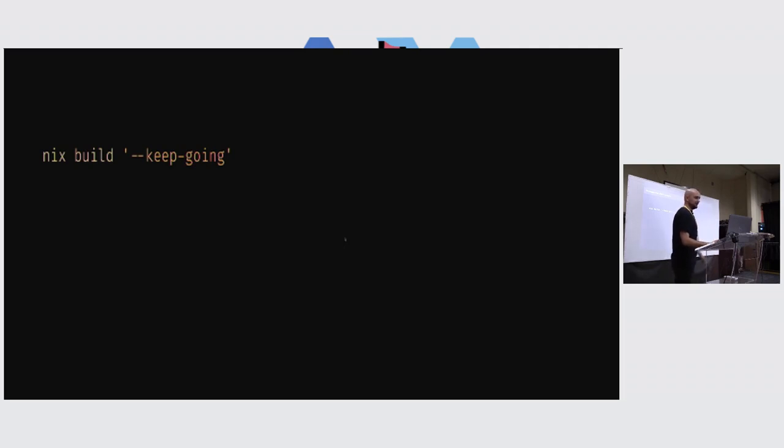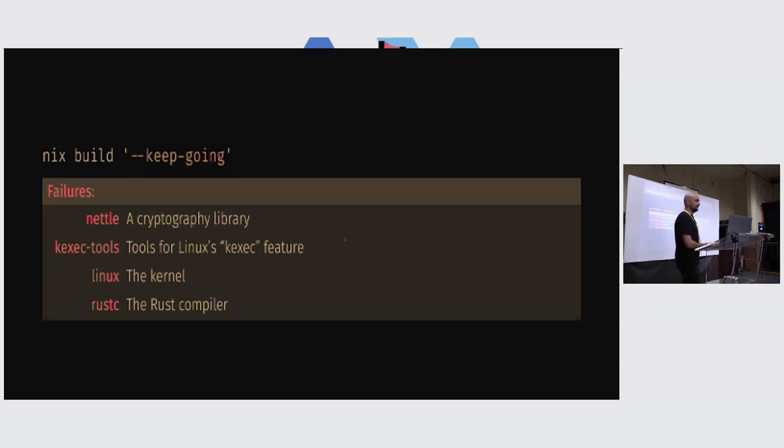Here we are trying to build our image, and I'm going to add the keep going option to list every package that is not compiling. And this is the list that we have. We have the Nettle project, which is a cryptography library, used pretty much everywhere. We have kexec-tools, which are tools for the kexec kernel feature, which allows the kernel to replace itself while it's running. It's not really necessary, but it's nice to have. We have Linux, the kernel, which is pretty annoying to lose if you want to run a NixOS image. And we have the rustc compiler, which doesn't compile. I love Rust, but if the Rust compiler doesn't compile, it sounds like a you problem, and I'm not going to keep Rust if I can.